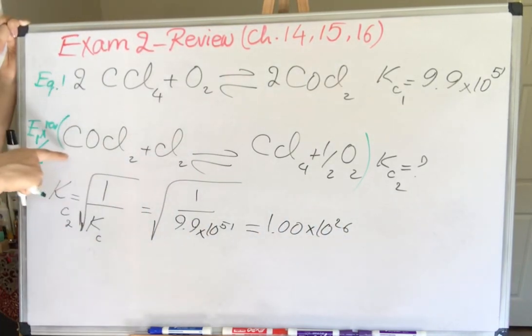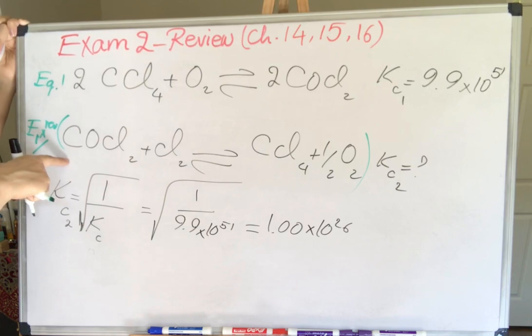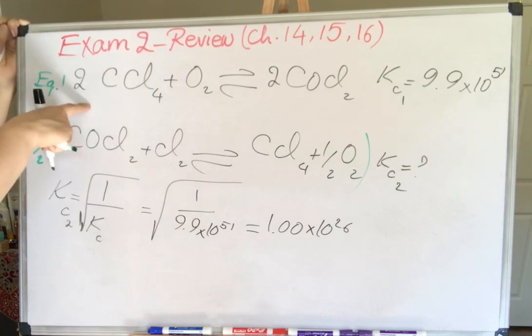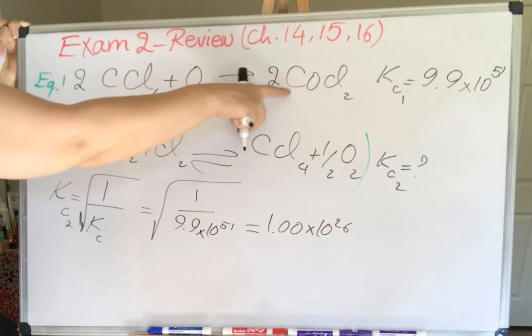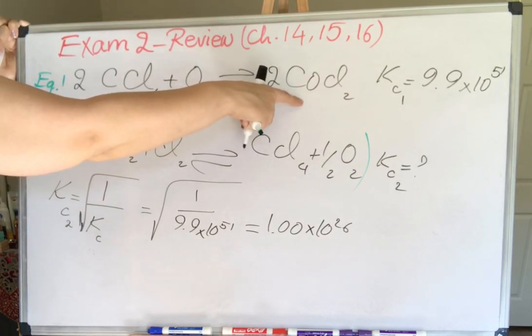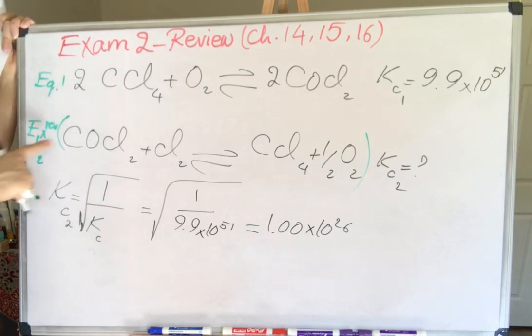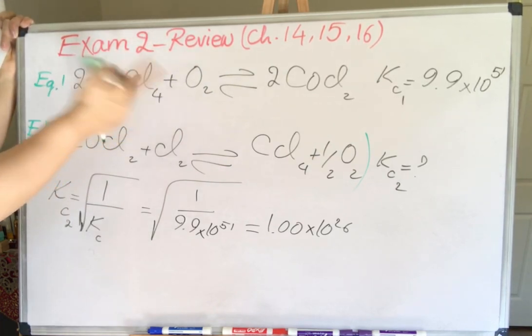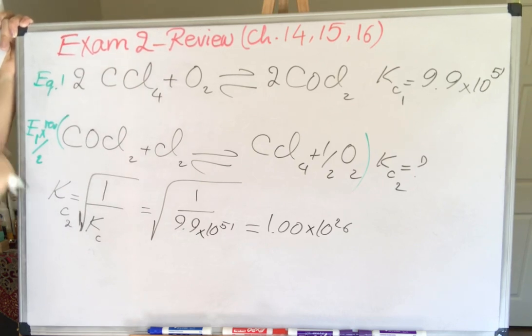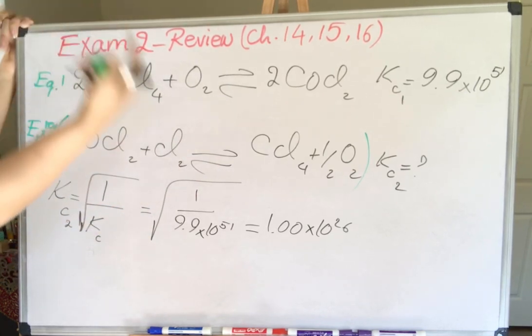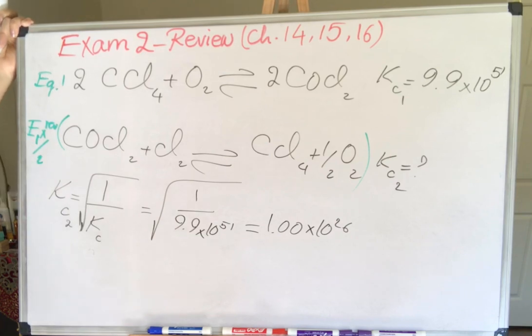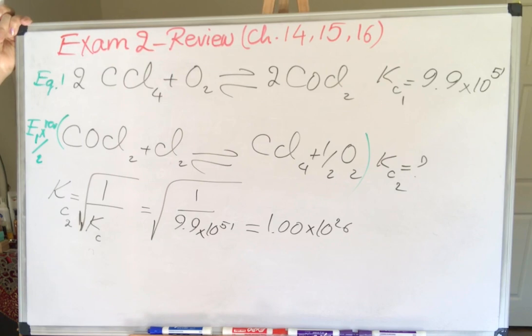So basically, the relation between equation 1 and 2 is that equation 2 is half of equation 1, reversed, because you see 2COCl2 on the product side, but just 1 COCl2 on the reactant side. So it's not only flipped, but it's divided by 2. Dividing by 2 means you get the square root, because the coefficients appear as the exponents. And then you invert it because the reaction is reversed.